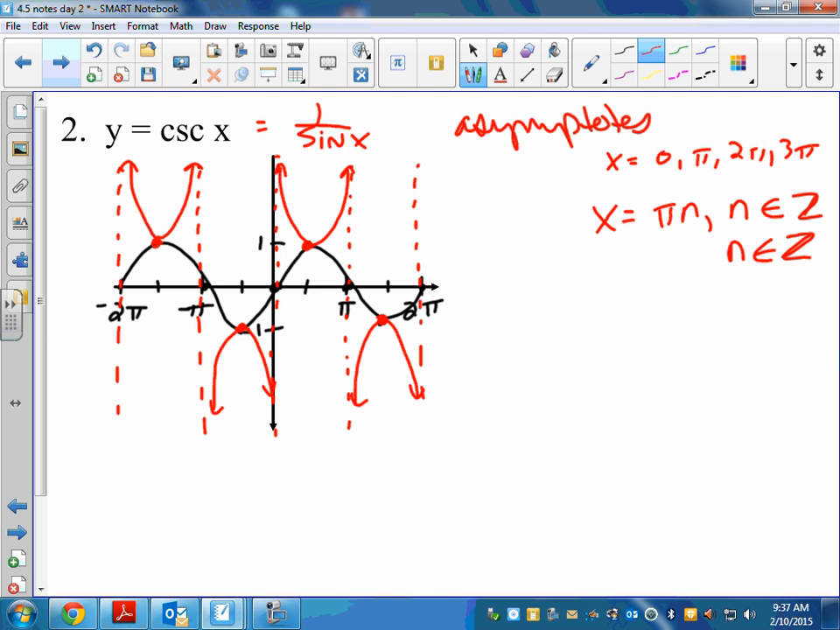But you can see secant and cosecant are very easily mixed up as well, because they look very similar. But the asymptotes are different, and so that's the part that you really have to make sure that you're learning. And so I'm going to go back and erase my sine graph now.